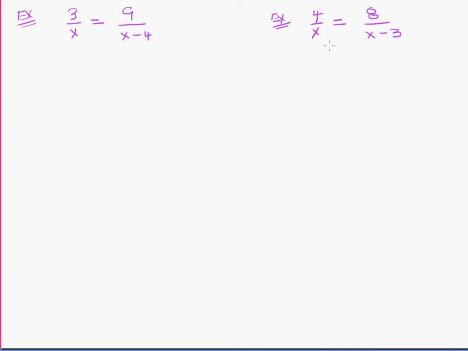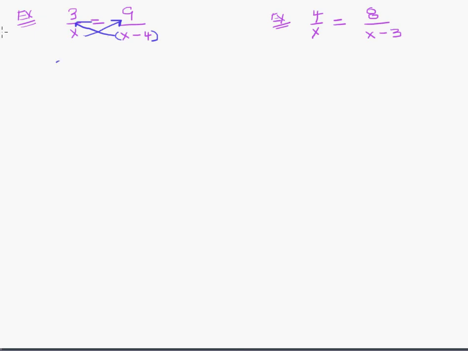In part two of our cross products, we're looking at a few examples that are a little more complicated, but are still going to do the same basic steps. We're going to multiply x across at 9, and we're going to multiply x minus 4 as one number, one quantity times 3.